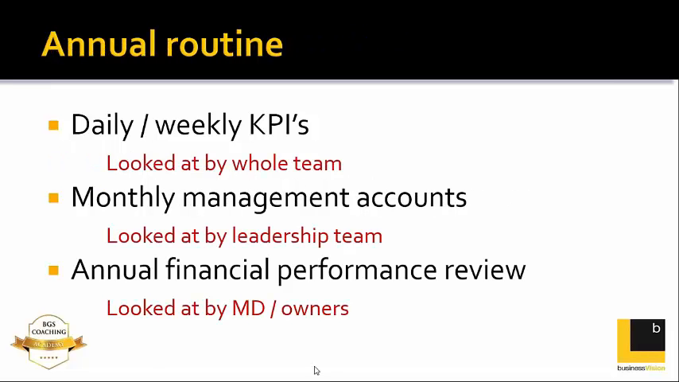So just to recap, daily, weekly KPIs needs to be looked at by the whole team on a regular basis. Then monthly management accounts typically would be looked at by leadership teams, that's the people running the business near the top, maybe managers, but certainly business owners, managing directors. And then the annual financial performance review would just be looked at by the managing director and the shareholders owners if they're different. Typically with small business that will be the same set of people.